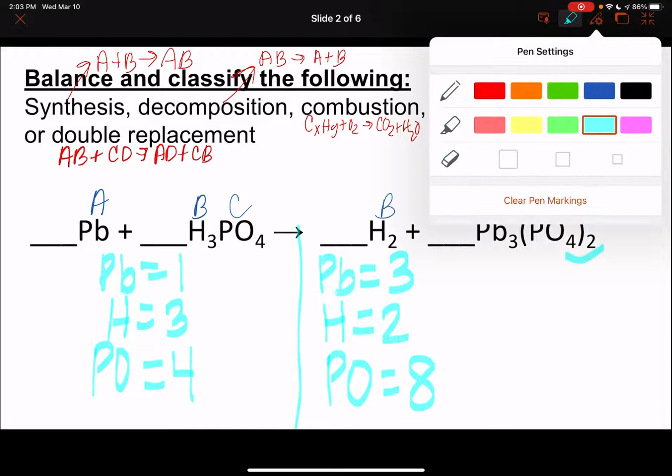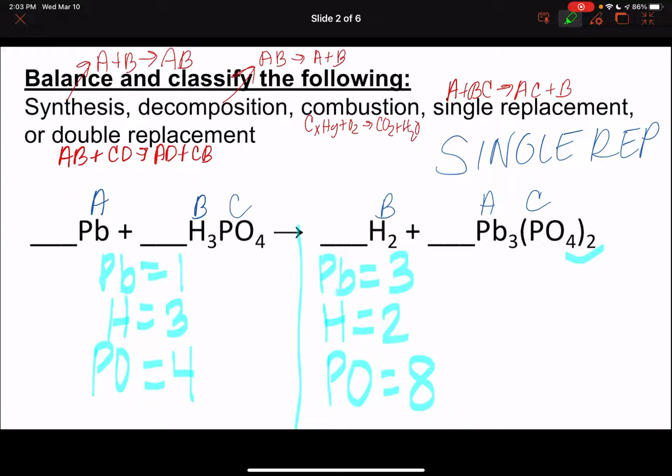So let's start with our Pb's first. How do I make a 1 look like a 3? I'm going to put a 3 here. So I'm going to have 3 here. Then I have a 2 and a 3 situation. So the common multiple is 6. So I'll put a 2 here. It not only changes my H, but it changes my PO4 to 8.